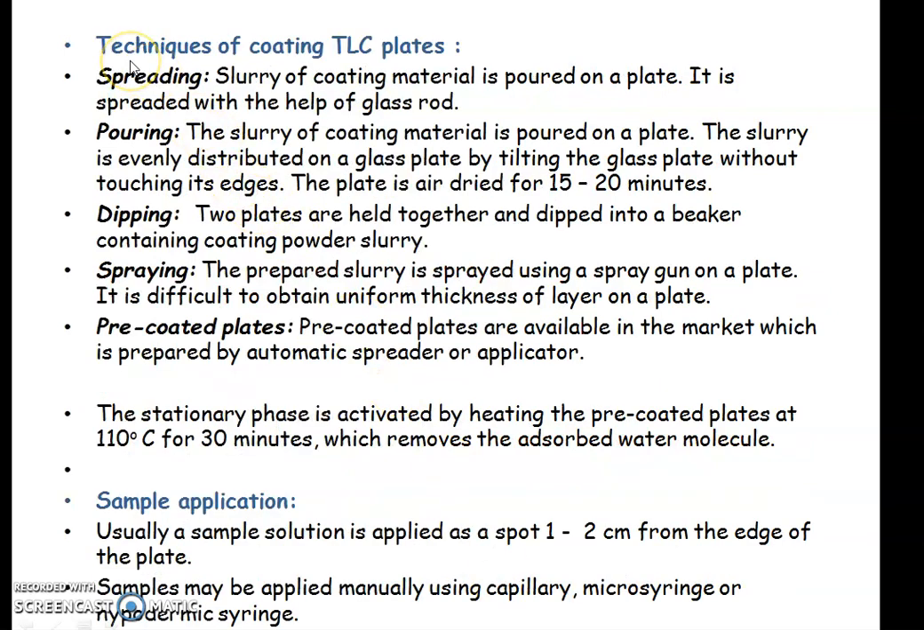Now let's look at the technique of coating TLC plates. How can we coat the stationary phase on the TLC plate? There are different methods like spreading, pouring, dipping, spraying, which can be used for preparing a TLC plate. Spreading technique: the slurry of coating material is poured on a plate and it is spread with the help of a glass rod. Second method is the pouring method.